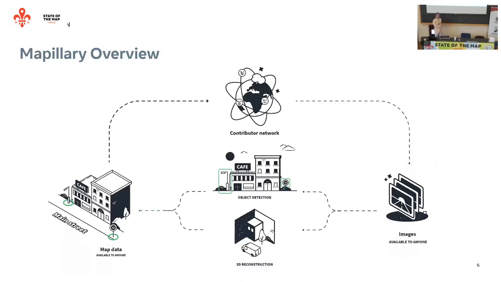We have a contributor network, and this group of users is uploading their street level imagery to Mapillary. Then we generate a 3D model from those images and a pixel point cloud, and we also segment and identify each pixel to understand what those pixels are about, in order to extract map data from the imagery. As a result, you can have map data in GeoJSON format or any other format you want.